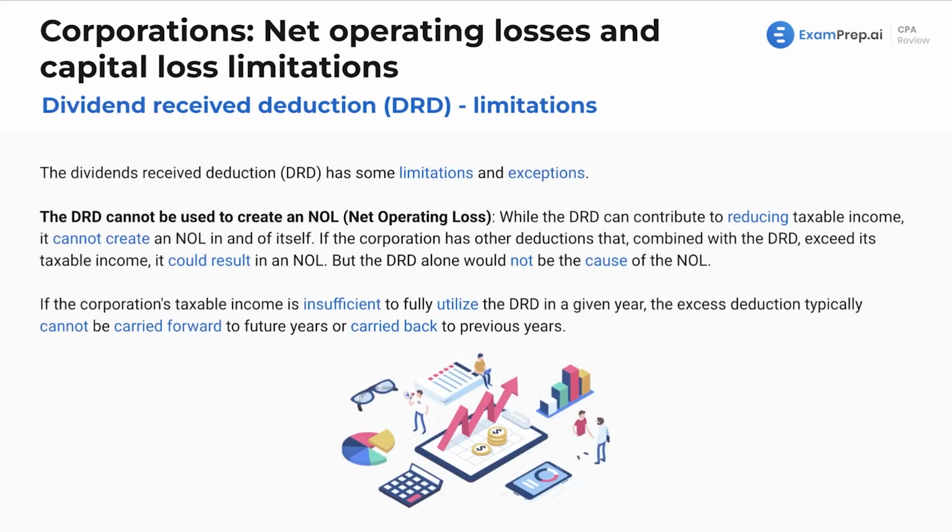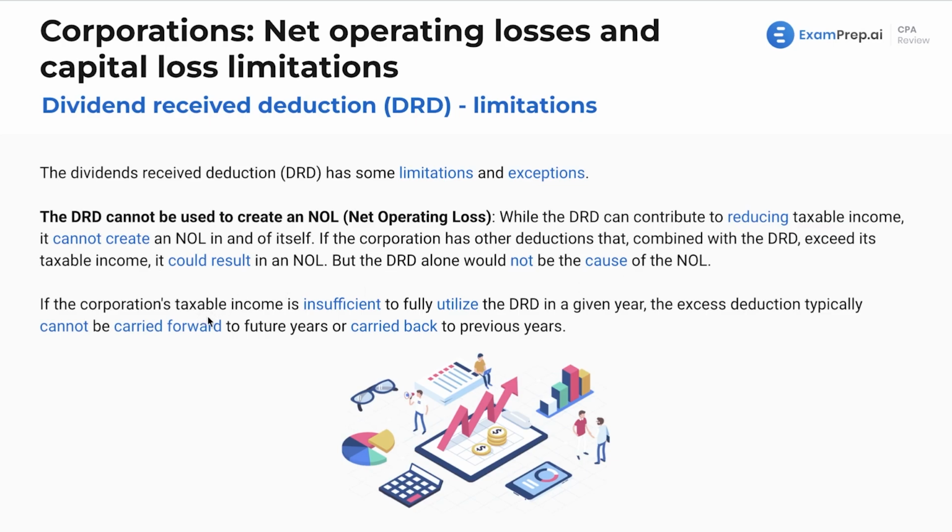All right, limitations. Here, we see that the DRD cannot be used to create an NOL, so you cannot use this deduction to create a loss. While the DRD can contribute to reducing taxable income, think of it like deductions as credits. Credits, with individuals or even corporations, can go past and get you a refund. But nope, DRDs cannot be used to create a net operating loss. If the corporation has other deductions that, combined with the DRD, exceed its taxable income, it could result in an NOL, but the DRD alone would not be the cause of the NOL.